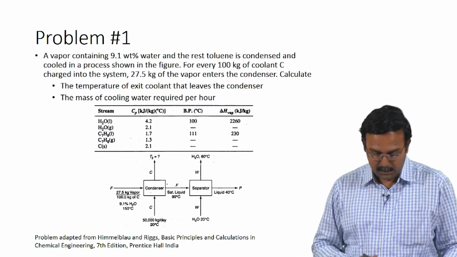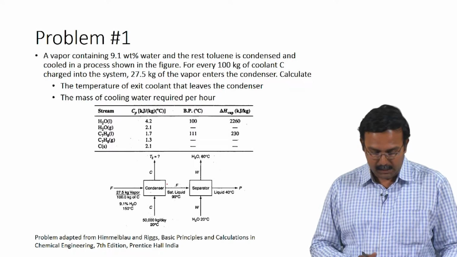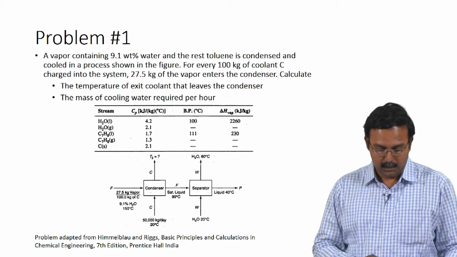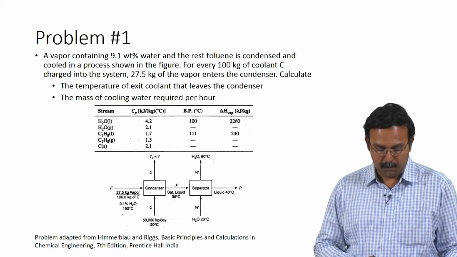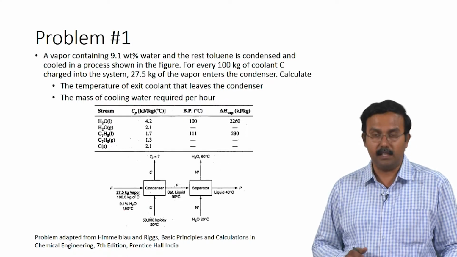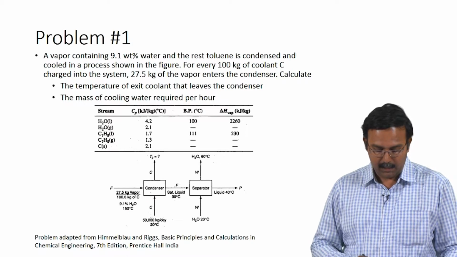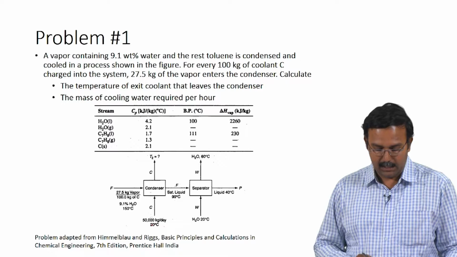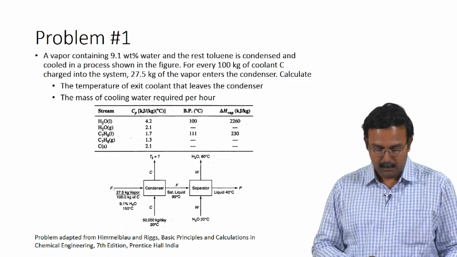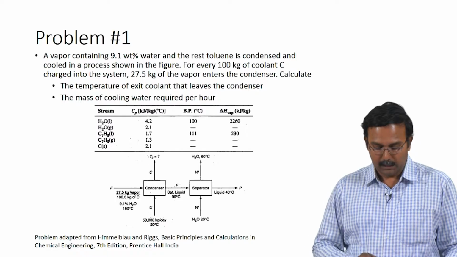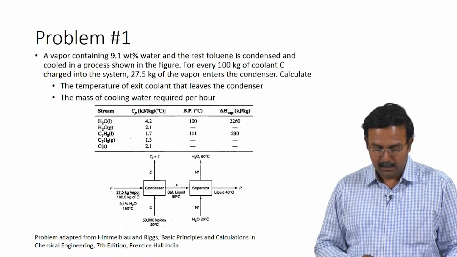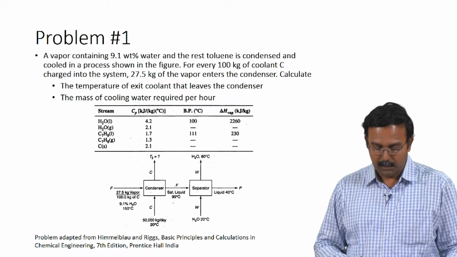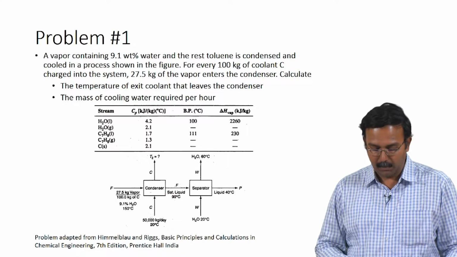We will look at this process, and what you see here is a vapor feed containing 9.1% water entering at 150 degrees Celsius. You have a coolant coming in at 50,000 kilograms per day and 20 degrees Celsius, entering the condenser. The vapor gets cooled because of the action of the condenser. So, I have the coolant, and you have a saturated liquid containing both water and toluene in the stream F, which is leaving the condenser.